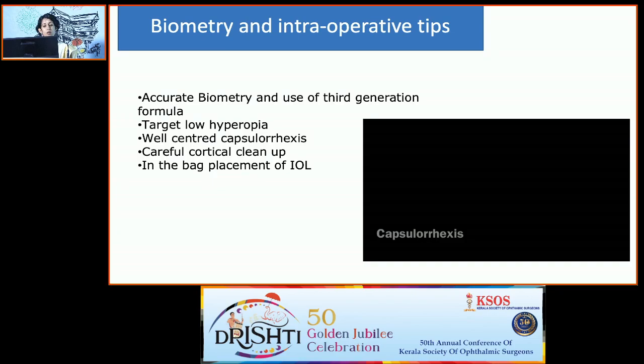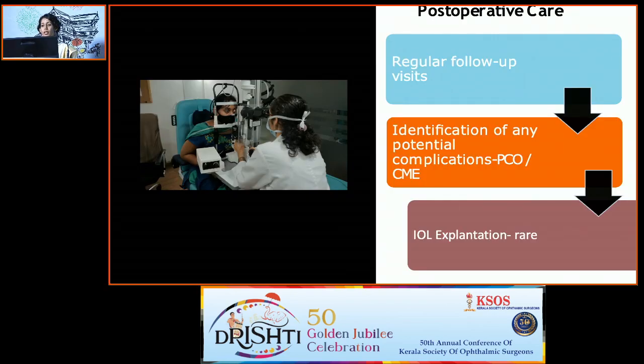Most important is an accurate biometry and use of third generation formulae, target low hyperopia, target a well-centered capsulorhexis, aim for a careful cortical cleanup, and in the bag placement of the IOL. In the postoperative period, the patient has to be counseled that regular postoperative visits are needed because sometimes neuroadaptation may take up to 2 to 3 months.